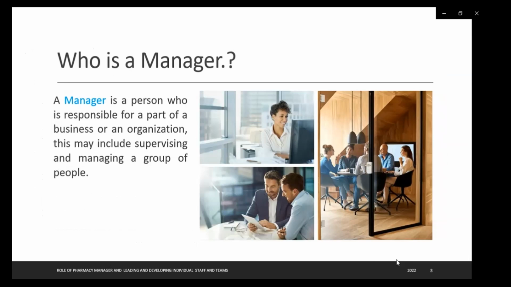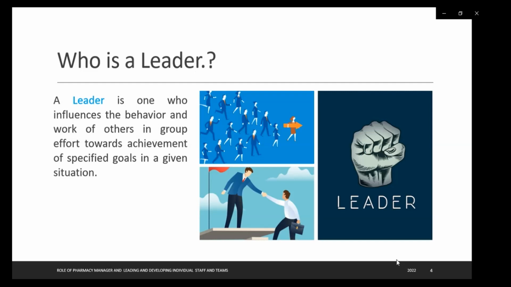Who is a manager? A manager is a person who is responsible for a part of a business or an organization. This may include supervising and managing a group of people. And let's talk about leadership. Who is a leader? A leader is one who influences the behavior and work of others in group effort towards achievement of specified goals in a given situation.